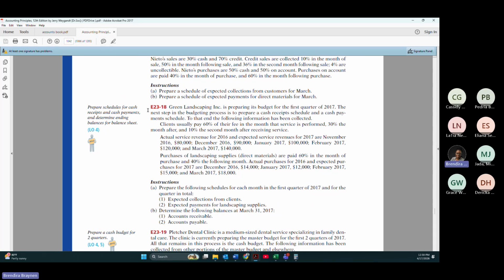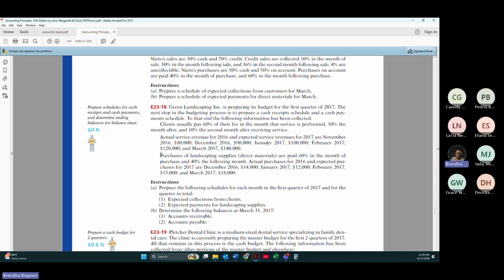Okay, so this one here, Korean Landscaping Inc. is preparing its budget for the first quarter of 2017. The next step in the budgeting process is to prepare the cash receipt schedule and cash payment schedule. To that end, the following information has been collected. Clients usually pay 60% of their fee in the month the service is provided, 30% the month after, and 10% the second month after receiving the service. Actual sales revenue for 2016 and expected for 2017 are as follows.